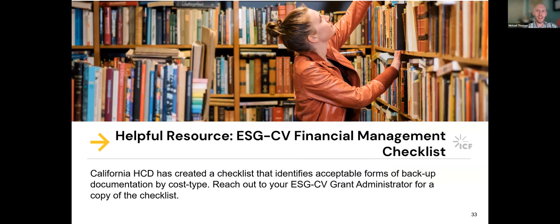So this is just pointing out a helpful resource that's available to you for ESG CV. California HCD has created a checklist that identifies acceptable forms of backup documentation by cost type for ESG CV. So reach out to your grant administrator for a copy of that checklist if you don't already have one. It is a helpful resource for you because it does point out the specific types of documentation that would be looked for in monitoring and things like that. So if you have ESG CV, that is a very helpful resource for you.